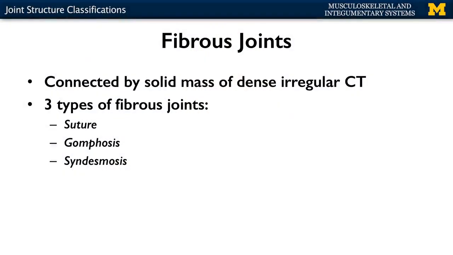So let's talk about those fibrous joints in a bit more detail. There are going to be three types of fibrous joints. The first is sutures, and we talked a lot about that when we were talking about the skull. There'll be gomphosis and syndesmosis. So sutures are only found in the skull, so only between bones of the skull.